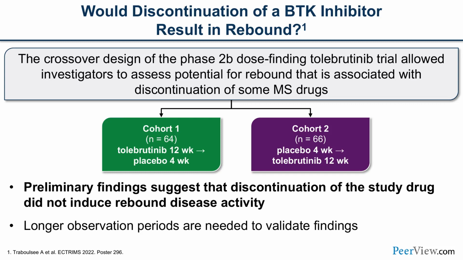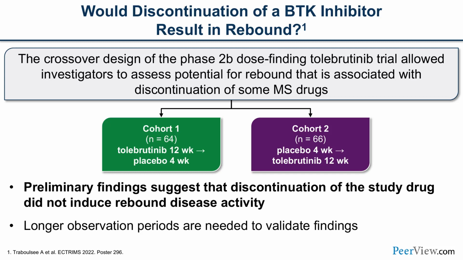So in the cohort that had been treated with Tolebrutinib for 12 weeks and then were on placebo for 4 weeks, preliminary findings suggested that discontinuing the study drug did not induce rebound disease activity in the form of clinical relapses or MRI lesions. However, this was only over a period of 4 weeks, but this is still enough time for the drug to be out of the system. And so longer observation periods are needed.